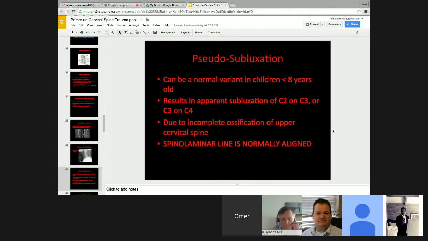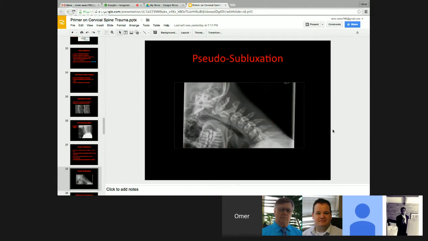Pseudo-subluxation is something that we see in the pediatric population, typically in kids that are less than 7 or 8 years old. It results in apparent subluxation of C2 on C3 or C3 on C4, but this is not a real subluxation, because this happens because of incomplete ossification of the upper cervical spine. And the key to making this diagnosis is that the spinolaminar line is completely intact. So remember, we talked about the lines in the C-spine.